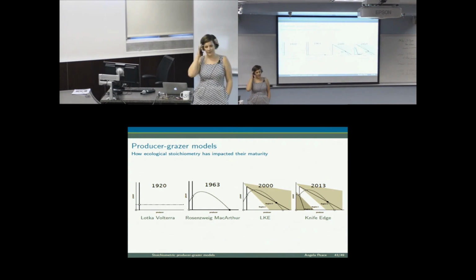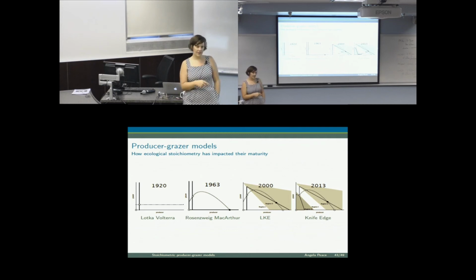You can see how this theory, ecological stoichiometry, has impacted models over the years pretty clearly, I think, by looking at the phase planes. In 1920, we had the Lotka-Volterra model here, before they had logistic growth in it. The dotted line here is the producer nullcline, which was just a straight horizontal line. The grazer nullcline was a straight vertical line. In the 60s, they introduced logistic growth, so they have this newly formed producer nullcline with this hump shape.